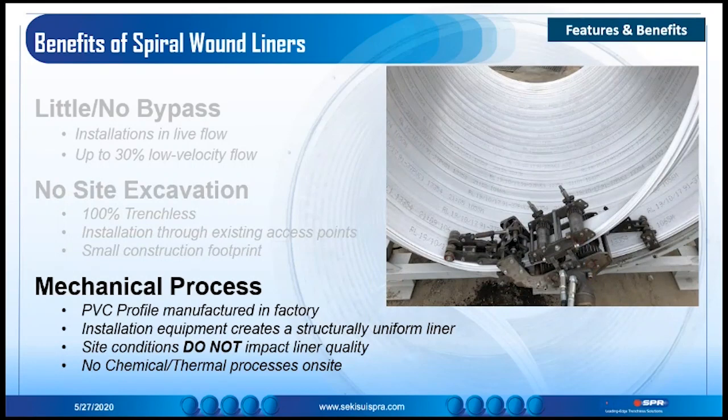The mechanical installation process is very important. First of all, we're an ISO 9001 manufacturing facility, and our processes are all compliant with these standards. That means you get a consistent profile, material, and dimensions of this material when it's shipped to your project site. The site conditions will not impact liner quality. And because there's no chemicals or thermal processes on site, you're not going to have any deviations to the material or post-installation non-compliances.